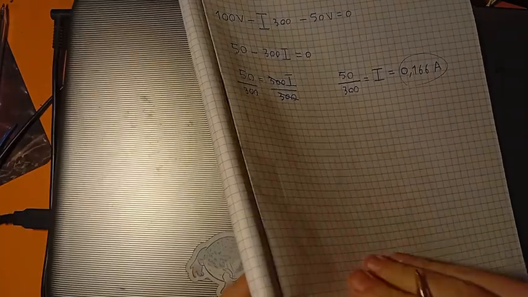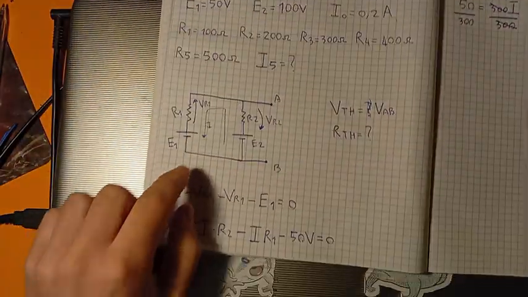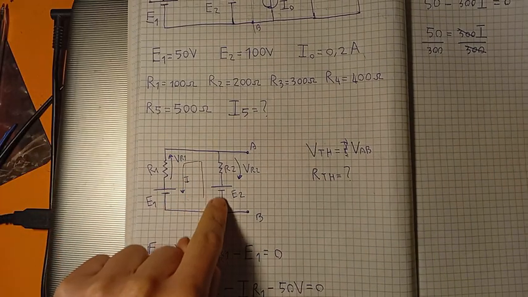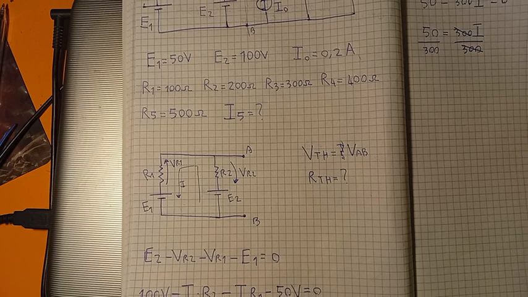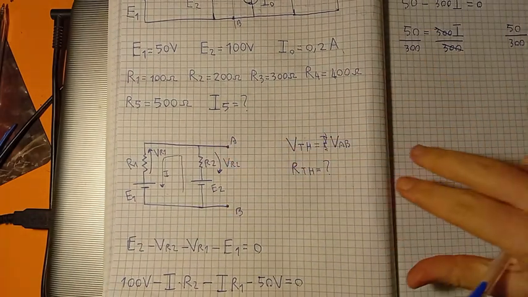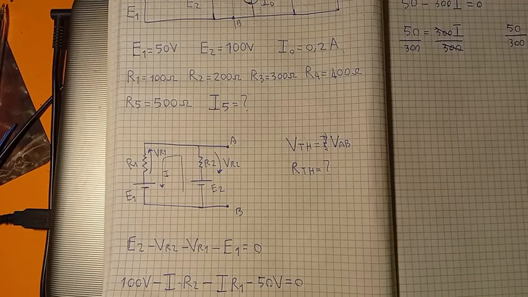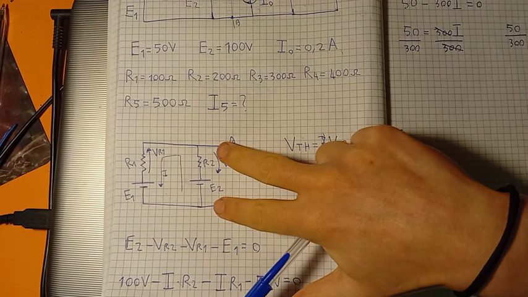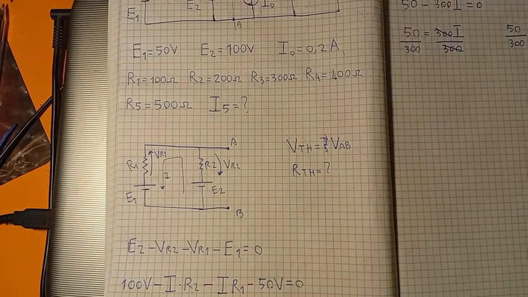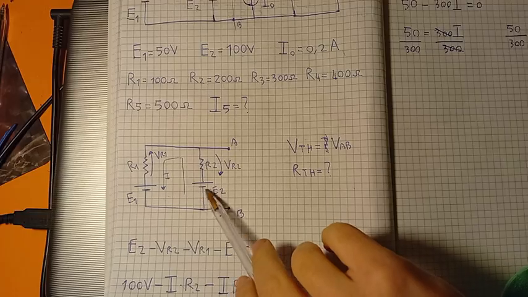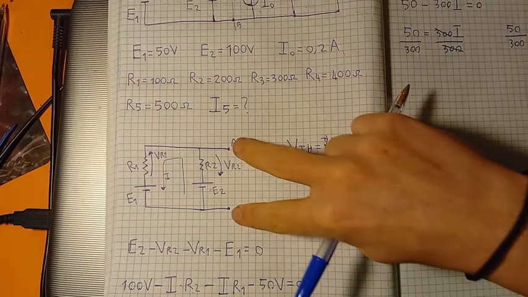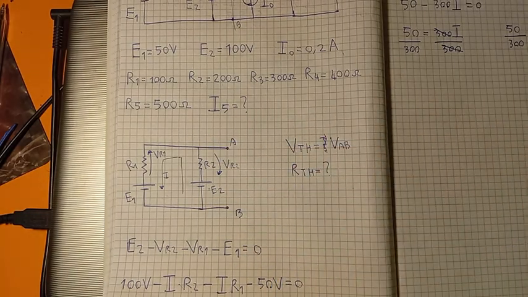Now we know the current that flows here. We know the value of this current, and this is the correct direction. Current flows in this direction. But now we have to understand how much is the voltage drop here. We just have to understand that here we don't have just a resistor, but also a voltage source. So we have to understand what happens here.